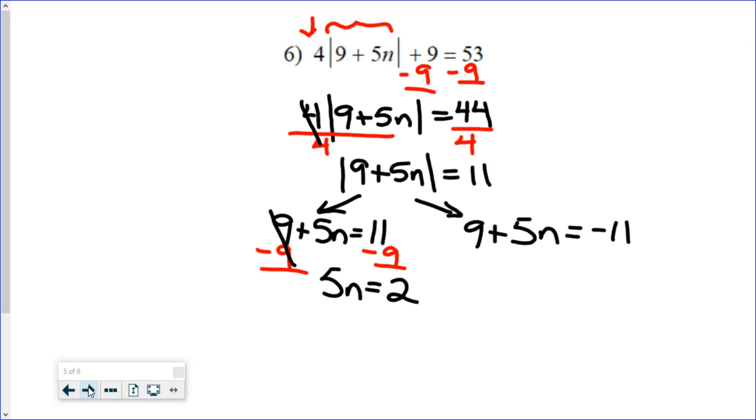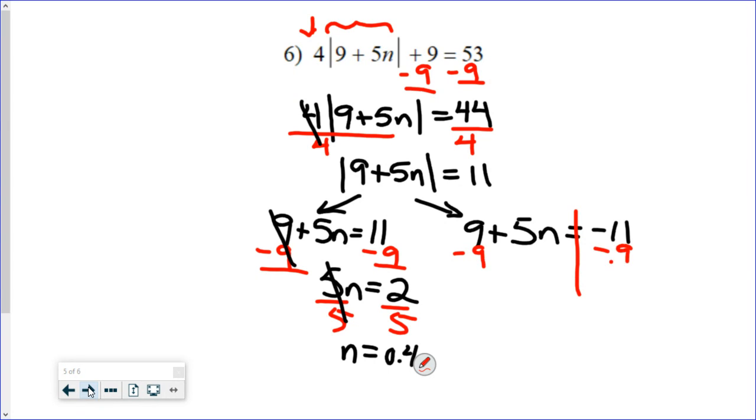That's 2 divided by 5. You can either say it is 2/5 or you can say it's 0.4. And that's okay. Decimals are okay. You're going to have those.